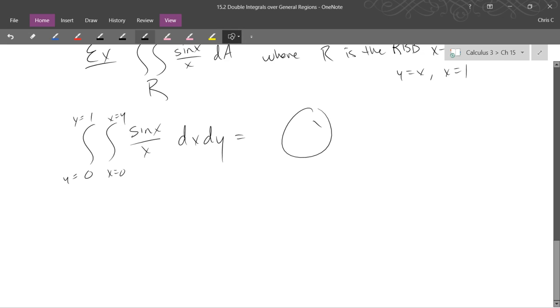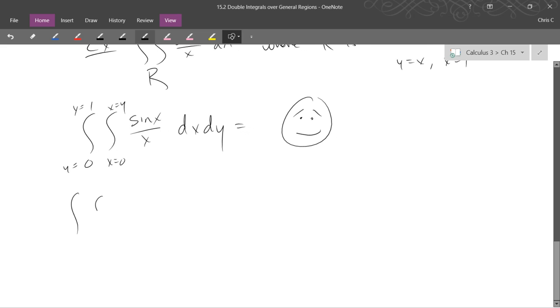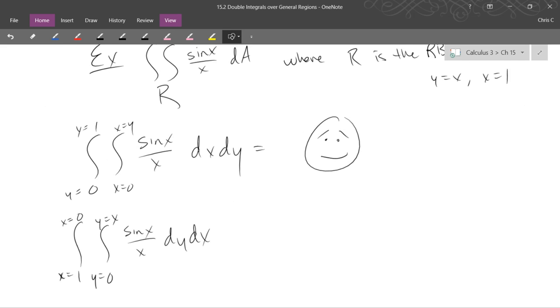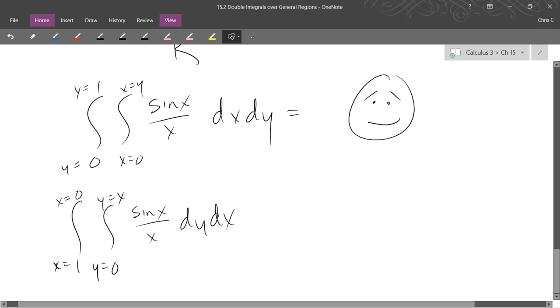So this was 0 to 1, our y's. Something seems wrong here. I made a mistake somewhere. One of these should be a 1. Should this be a 1? It should be x equals y to x equals 1. Yeah, okay. Something wasn't computing. So y equals x to x equals 1. There we go.